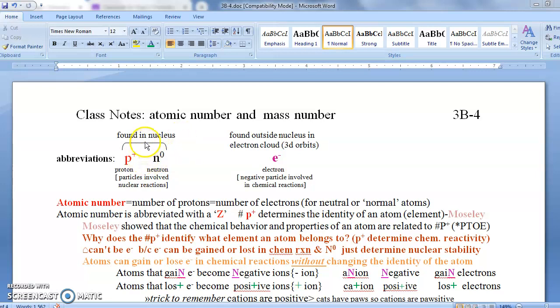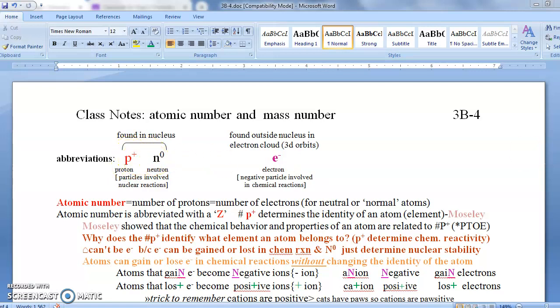Two of the particles are found in the nucleus. Protons are positive particles in the nucleus, very close to the same mass or size as a neutron. So the protons and neutrons are both in the nucleus. Neutrons are a neutral particle. Neutrons are abbreviated with an N and a 0 because they are neutral. Protons are abbreviated with a P for proton and a positive sign.